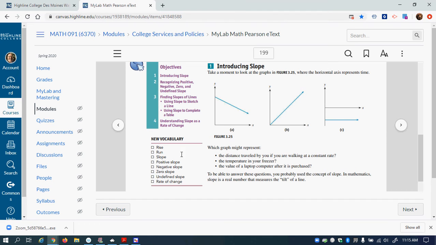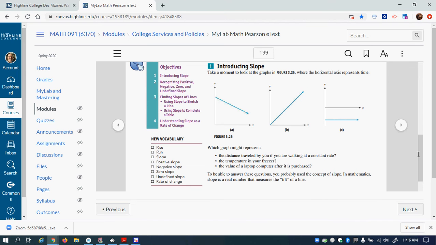And then as we go through, these are the words that will be coming up that are going to be new vocabulary. Like, what does rise mean? Run, slope, positive slope, negative slope, zero slope. We just did those. Slope is a rate at which you're going at a certain speed, okay? Or how it's increasing or decreasing. Undefined slope, we've talked about that a little bit. And then rate of change, we've also talked about a little bit.